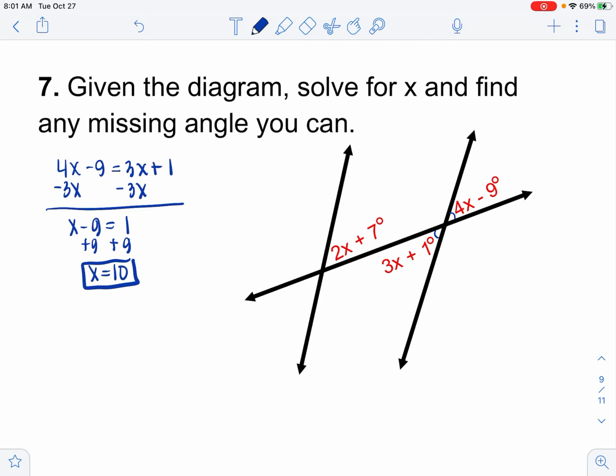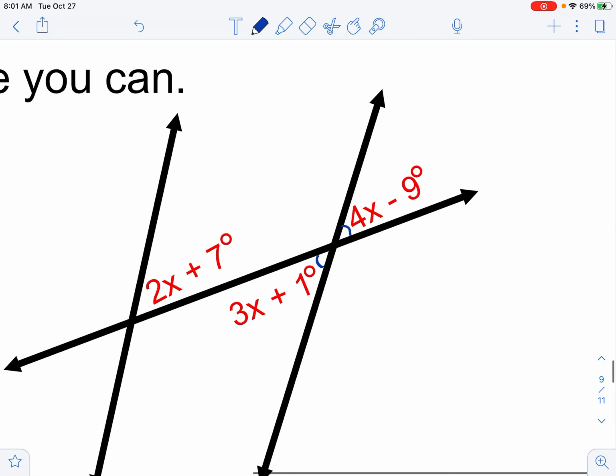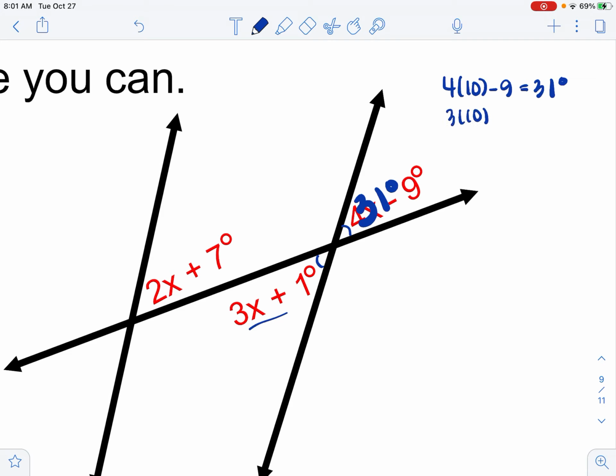All right, go ahead and plug 10 in and find your angles. All right, let's see how you did. I'm going to do 4 times 10 minus 9, which is 31 degrees. So this is 31 degrees. I'm going to double check by plugging it in here just to see I get 31 again. 3 times 10 plus 1 is 31. So 31 is correct. Then I can do 180 minus 31. I get this is 149 and 149.